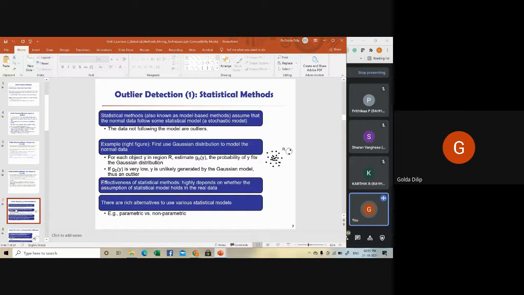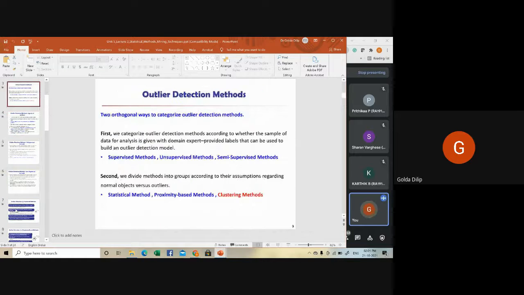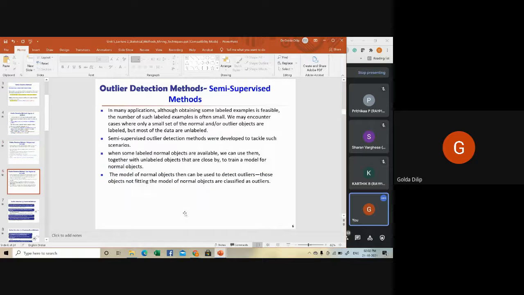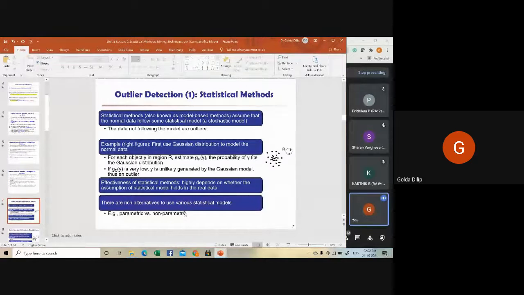This is what we have just completed: supervised, semi-supervised, and unsupervised. So next, moving on to the second type, nothing but the statistical method, based on the assumptions. Okay, so statistical methods. You can see here, an example is being given.